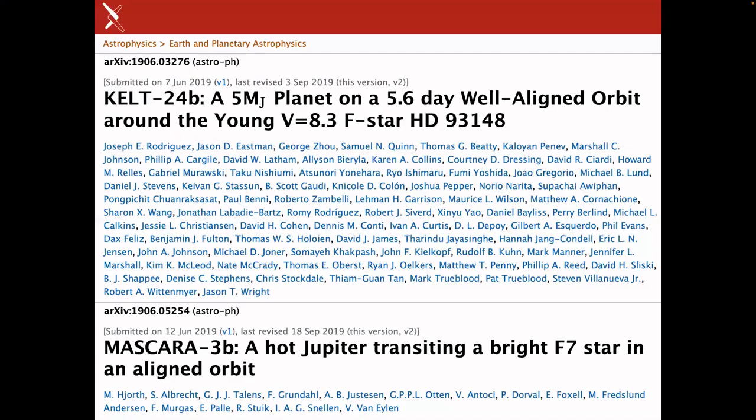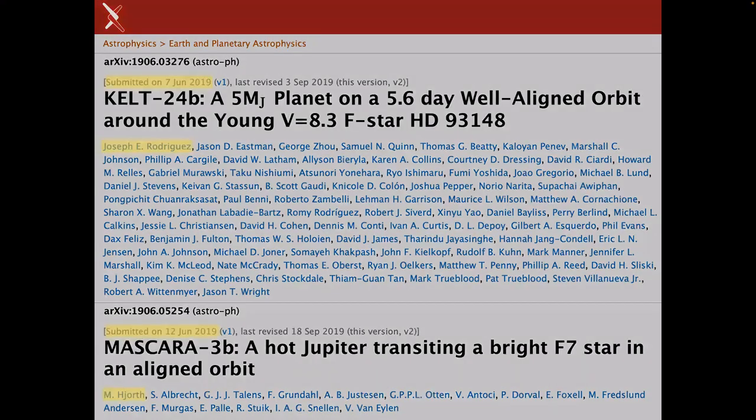So I'm going to go back and give a little bit of a history lesson on this system. Because back in 2019, here's a screenshot of 2 astro-ph submissions just 5 days apart. The top panel here by Rodriguez et al. published a system called KELT-24b, and this is a hot Jupiter orbiting a nearby bright star.